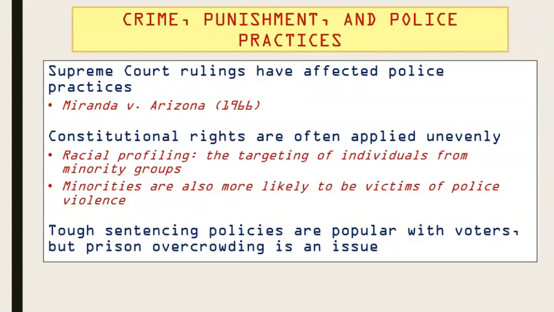All right, so now we want to look at crime, punishment, and police practices. So it says some Supreme Court rulings have affected police practices. And so the one case that was especially true for was Miranda versus Arizona, where the police had to start reading the rights to those of the accused before getting them to confess, etc. But it says sometimes your constitutional rights are often applied unevenly.